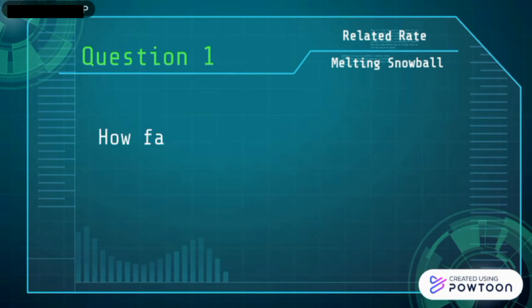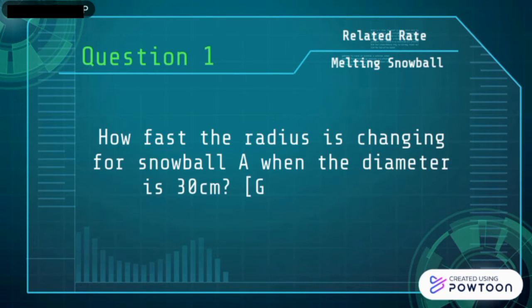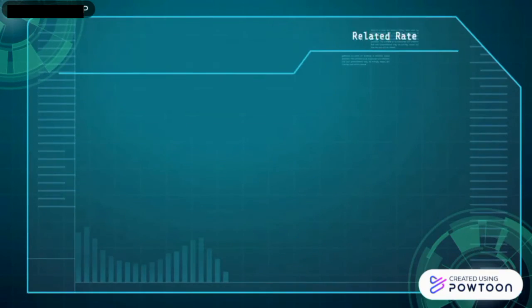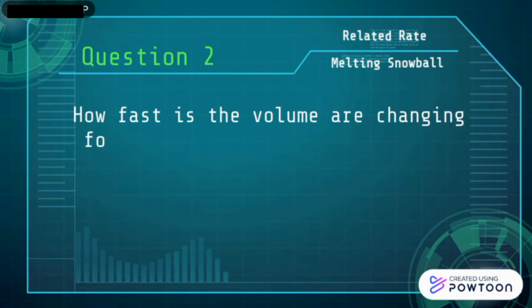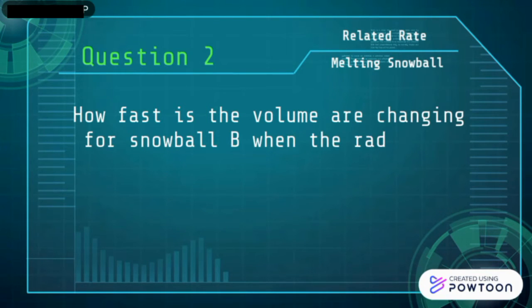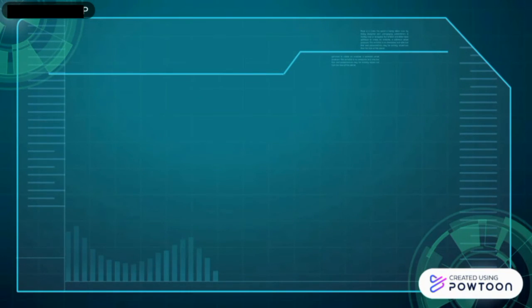Question 1. How fast is the radius changing for snowball A when the diameter is 30 cm? Given that A is equal to 4πr². Question 2. How fast is the volume changing for snowball B when the radius is 30 cm? Given that A is equal to 4πr² and V is equal to 4/3 πr³.